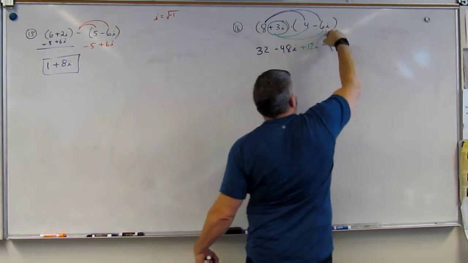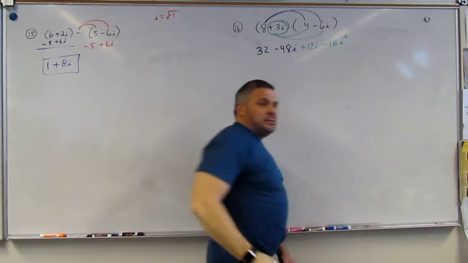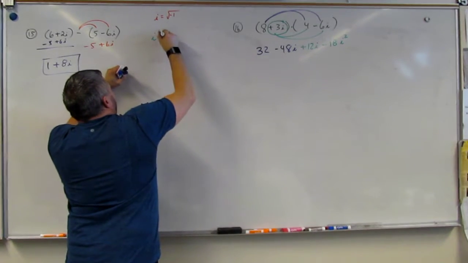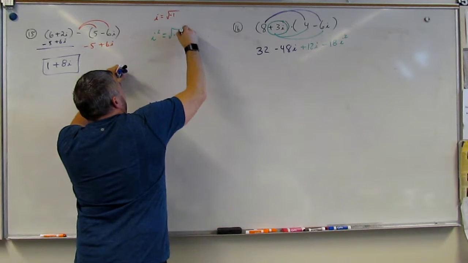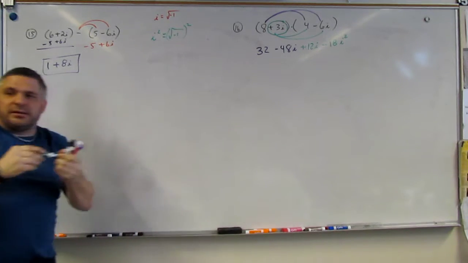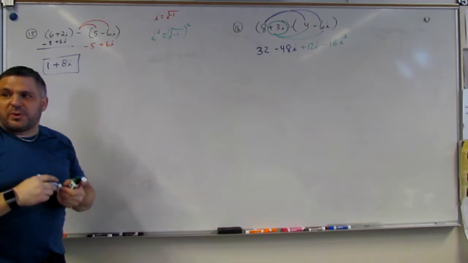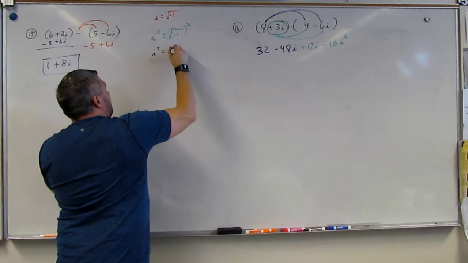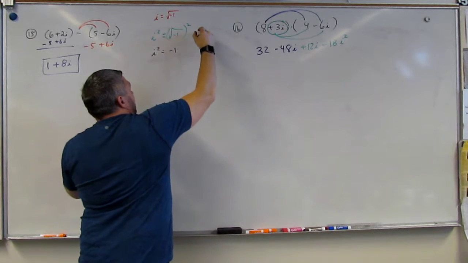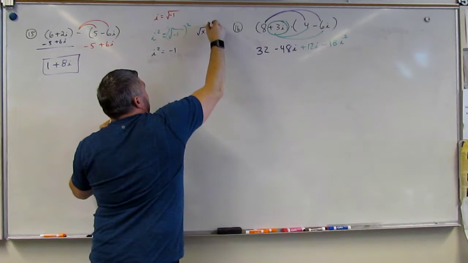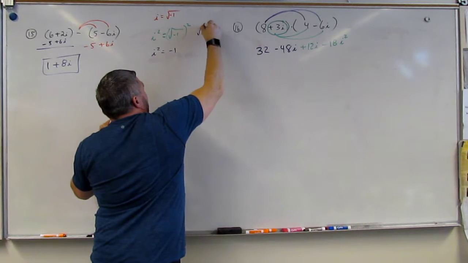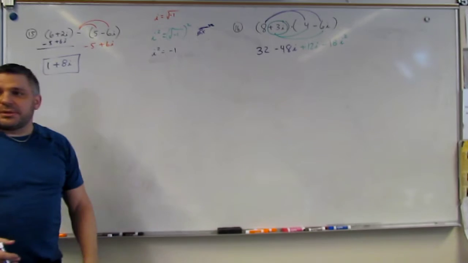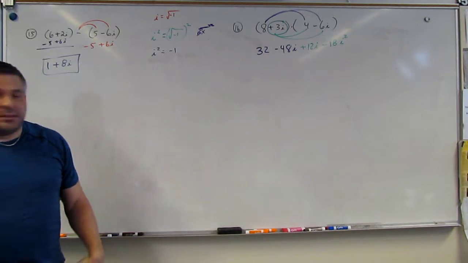And then i times i would be i squared, right? Think of this. i squared would equal the square root of negative 1 squared. So what is this when you square a square root? What happens? It goes away. When you square a square root, it gets rid of it. So this i squared is this negative 1.